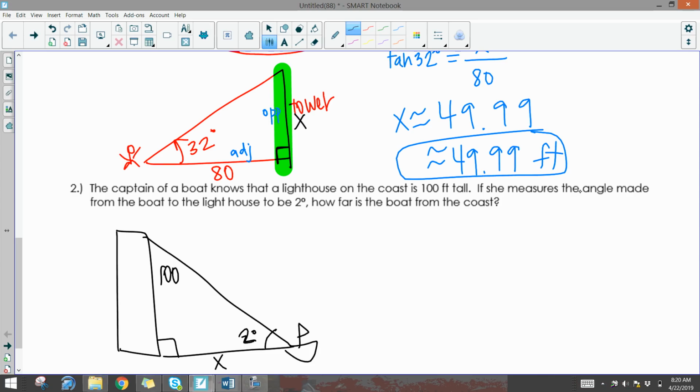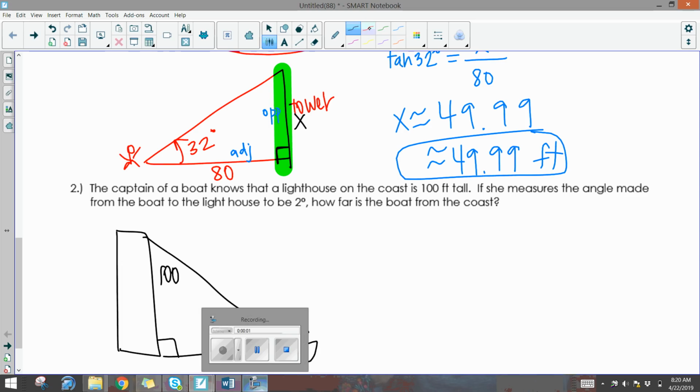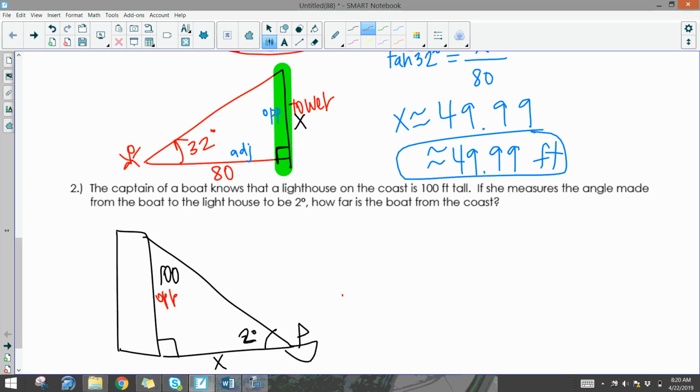If she measures the angle made from the boat to the lighthouse, it would not make any sense for the angle to be up top, because then you would be measuring from the top of the lighthouse to the boat. So this is the only logical place to put your 2 degrees. Okay, so we have opposite and we have adjacent. So again, we're using tangent. So tangent of 2 degrees equals 100 over x.